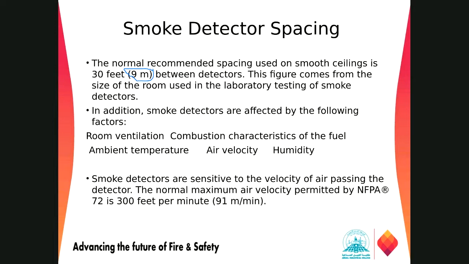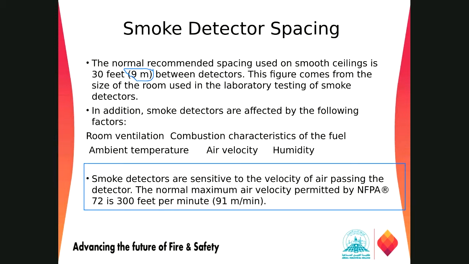So NFPA says that smoke detectors are sensitive to the velocity of air passing the detectors. In the normal case, maximum air velocity permitted by NFPA 72 is 91 meters per minute. So the air velocity around the detector cannot be more than 91 meters per minute.